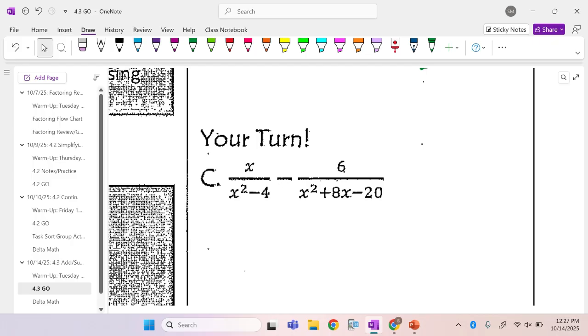Alright, good job, guys. So now your least common denominator. If you're looking at the entire two denominators, all you're doing is just listing out the factors you see. And if there's a repeat, you only gotta list it once.